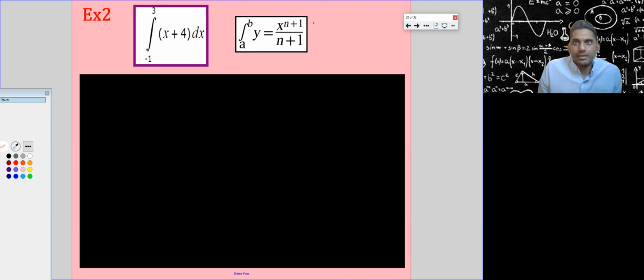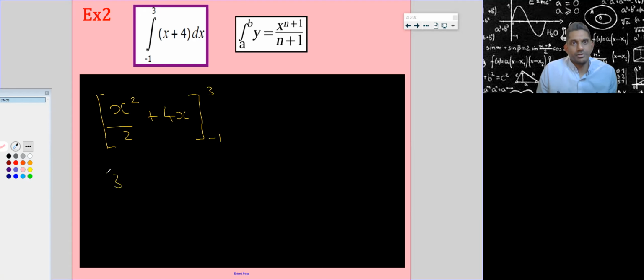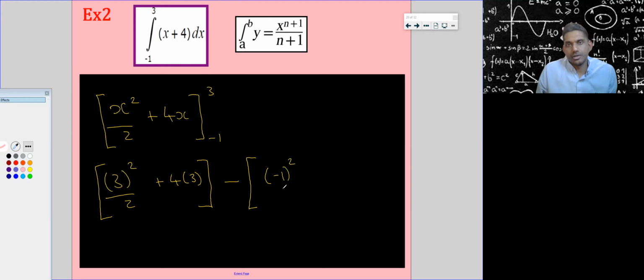So we integrate that, we get x squared over 2 plus 4x. Again, we don't need to worry about the constant of integration because it will cancel. So we have 3 squared over 2 plus 4 times 3, minus 1 squared over 2 plus 4 times minus 1.